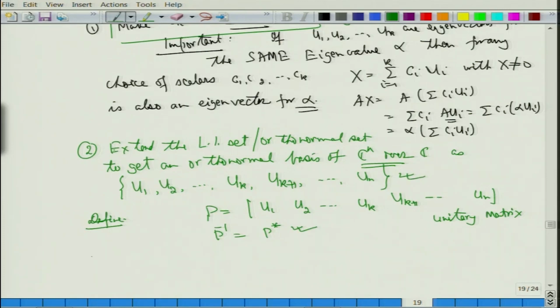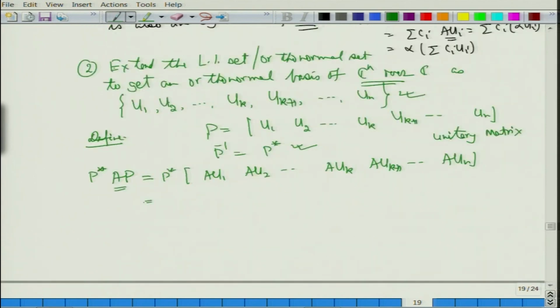So let us compute P star AP. P star is P inverse itself, so let me write P star here. And AP will be equal to A of u1, A of u2, up to A of uk, A of uk plus 1 till A of un. So this is equal to P star times: look at A u1, which is nothing but alpha u1, A u2 is alpha u2, up to alpha times uk. I do not know what the remaining parts are.